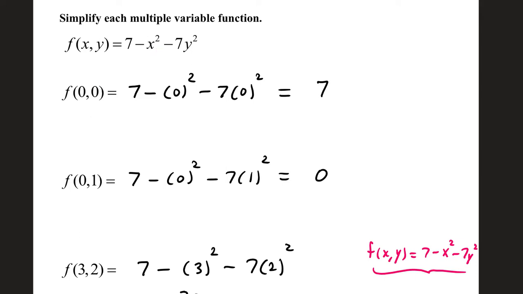7 minus 0 squared minus 7 times 0 squared. This all dissolves down to 7.